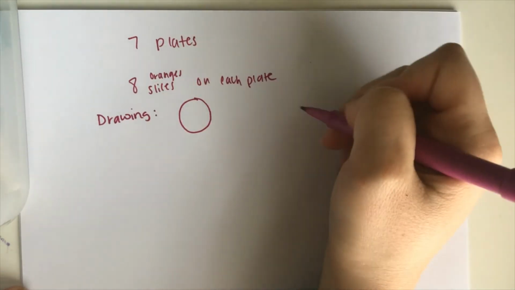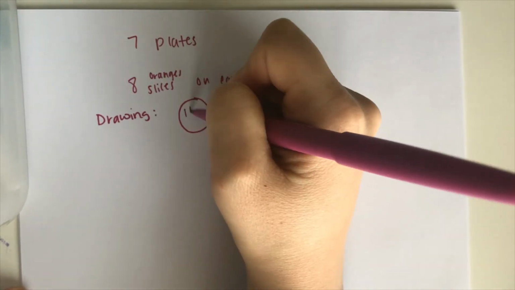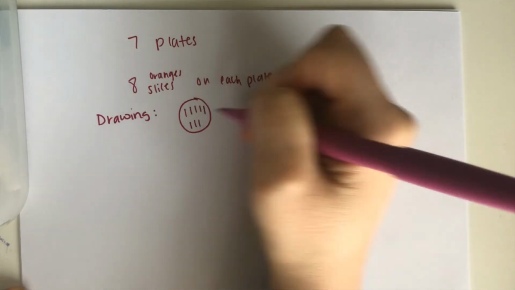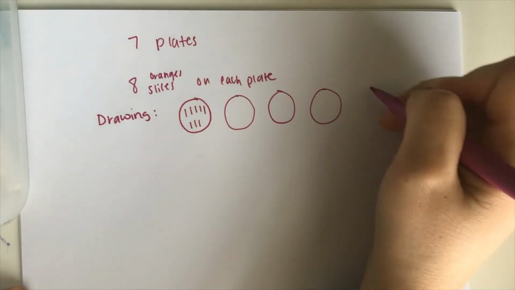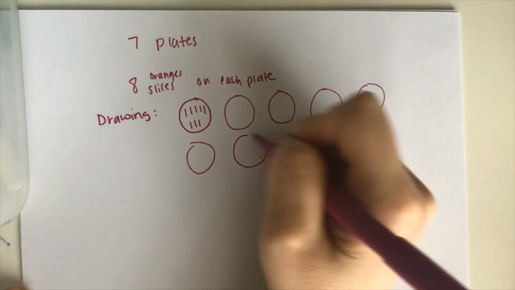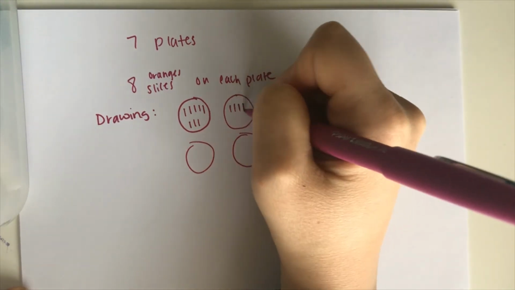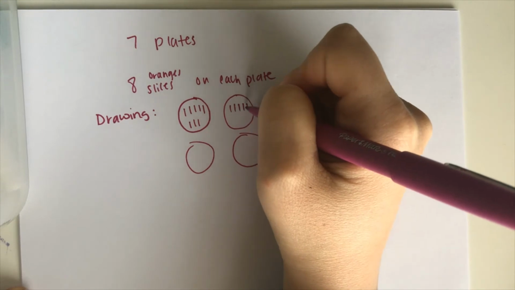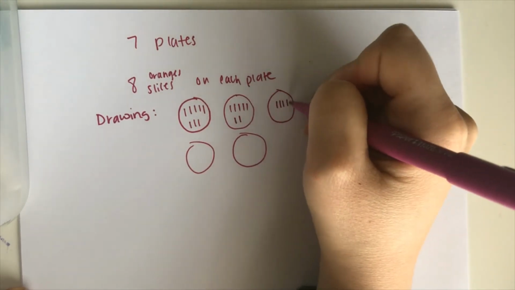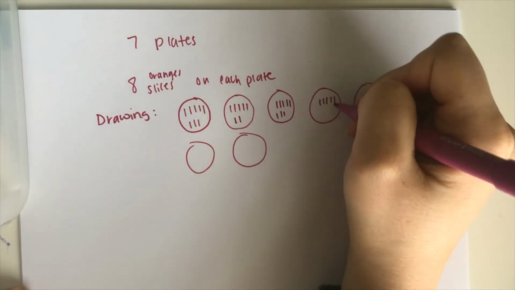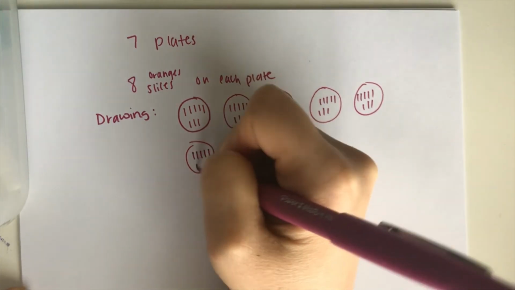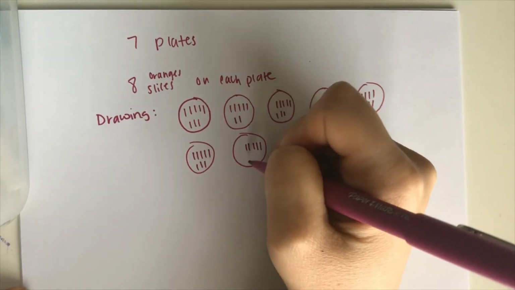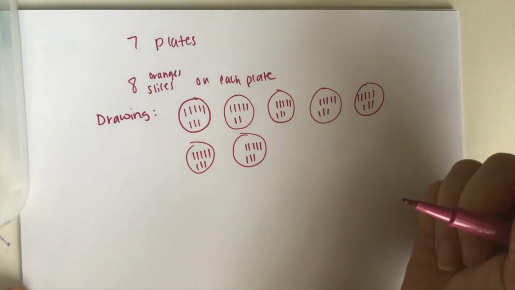Or you can draw lines, maybe. So 1, 2, 3, 4, 5, 6, 7, 8. And there should be 7 plates, so that's 1, 2, 3, 4. So that's my 7 plates, and I'm just gonna draw so now there's 8 in each.